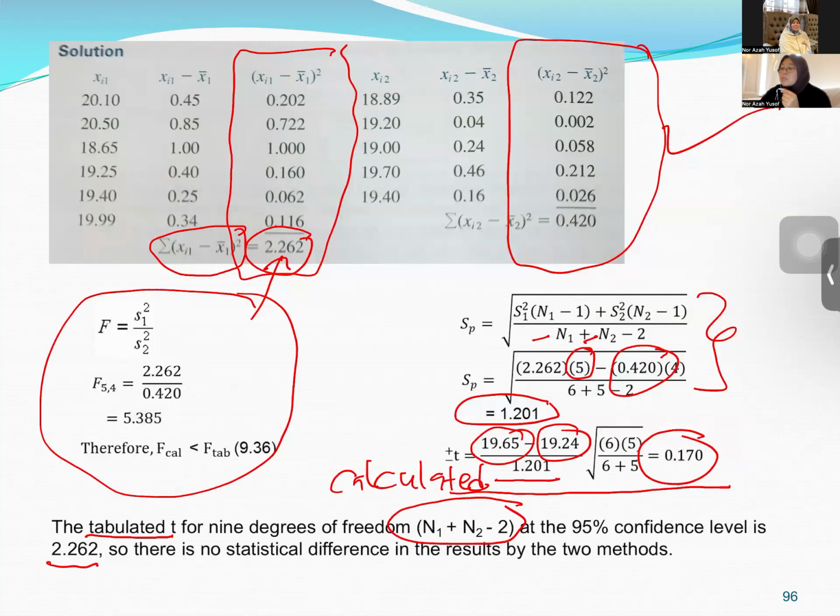If you compare with the calculated T, it means that the calculated T is less than the T from the table. So the conclusion is that at the 95% confidence level, there is no statistically significant difference in the results by the two methods. Obviously, this is something positive. It means that the newly developed method is statistically comparable in terms of accuracy to the standard method.